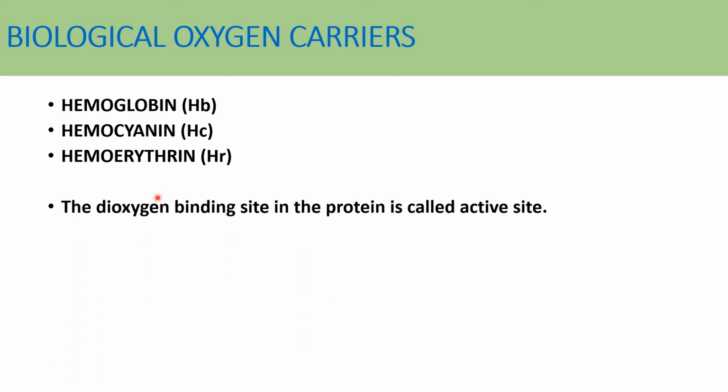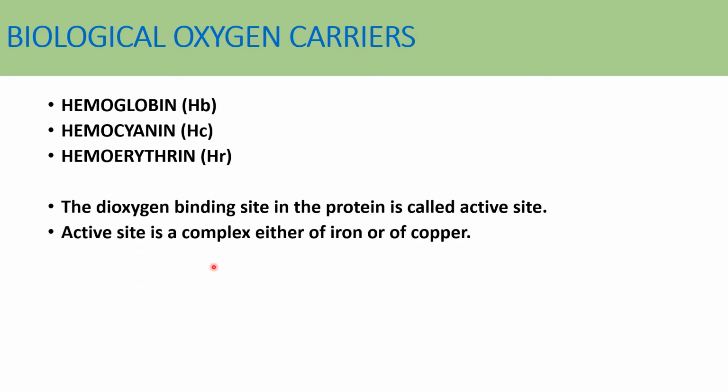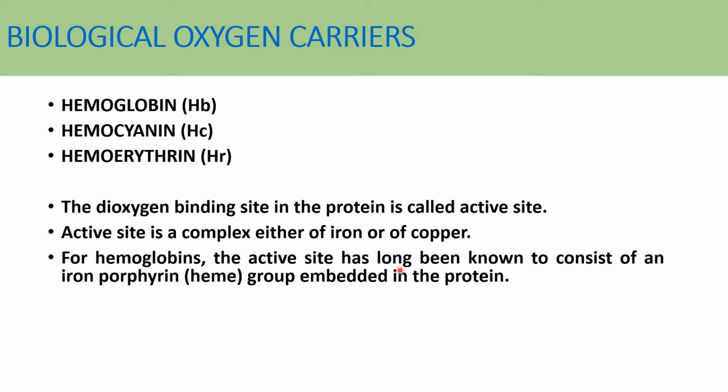The dioxygen binding site in the protein is called the active site. In these biological oxygen carriers, there is one binding site for dioxygen in a protein, which is called the active site. The active site is a complex either of iron or of copper. For hemoglobins, the active site has long been known to consist of an iron porphyrin group embedded in the protein.